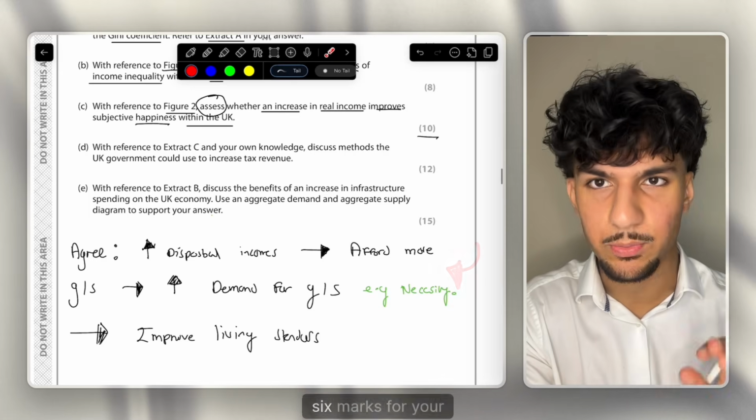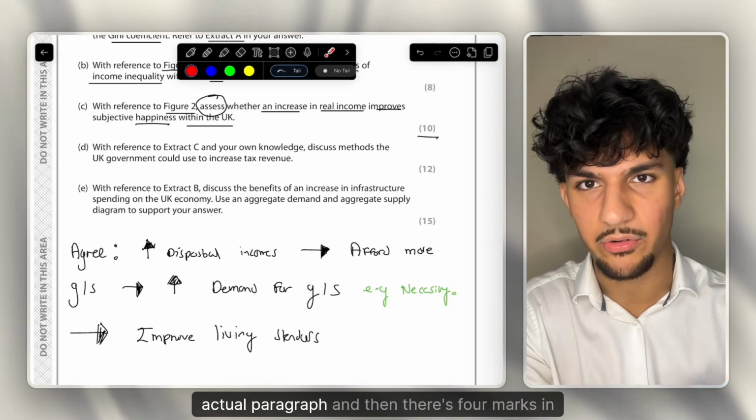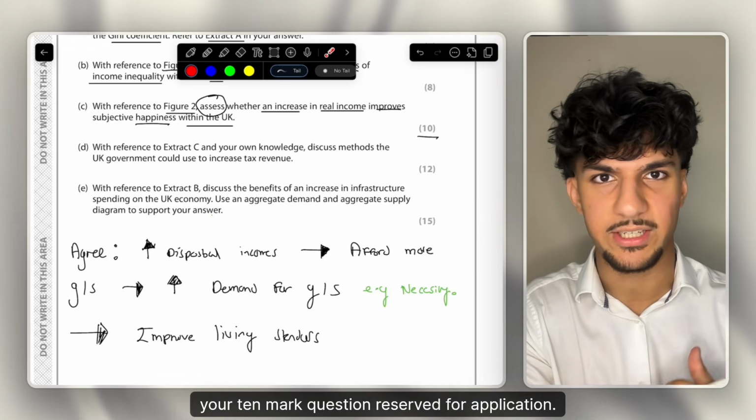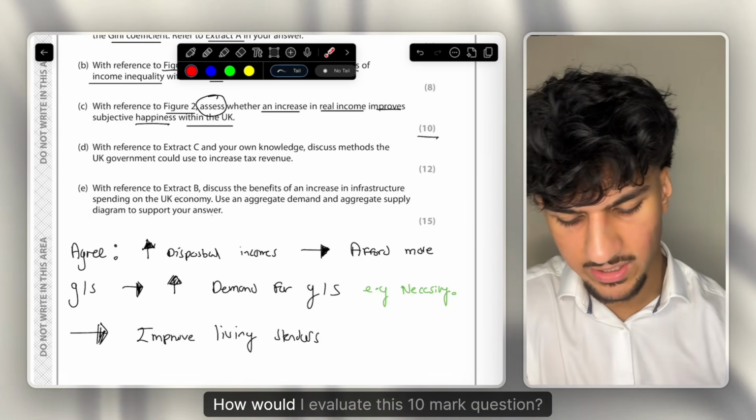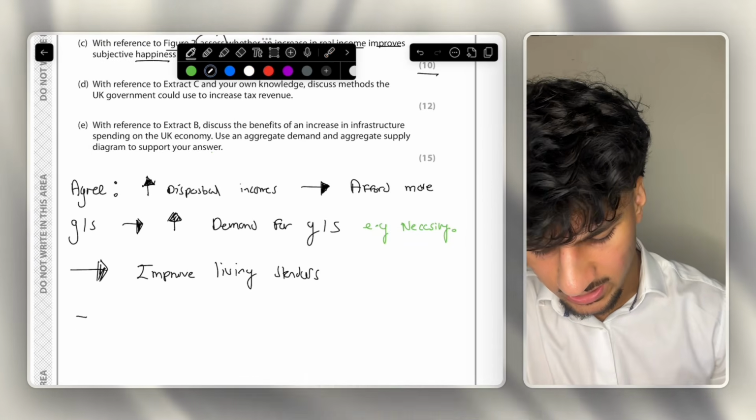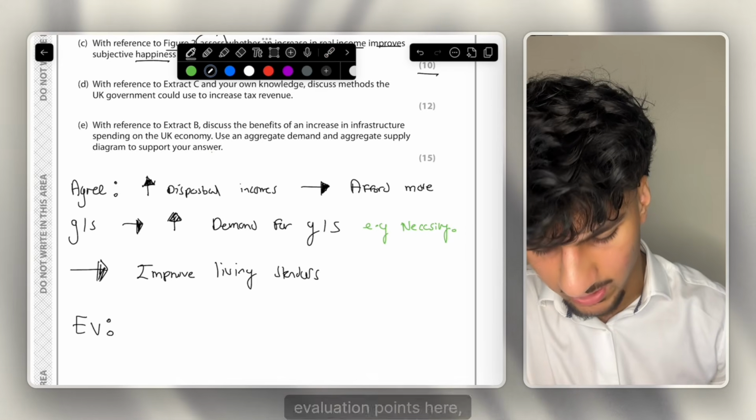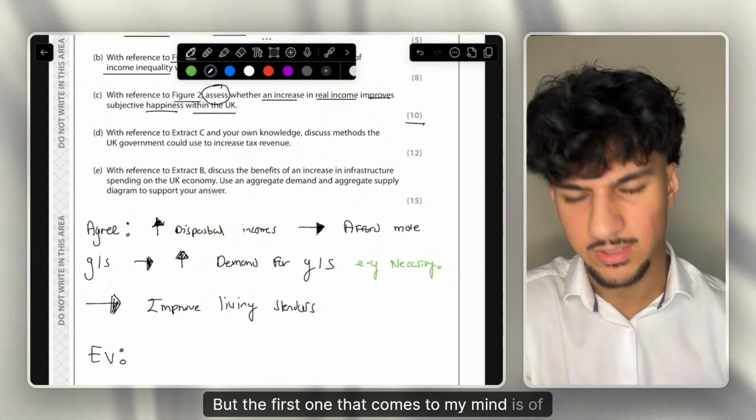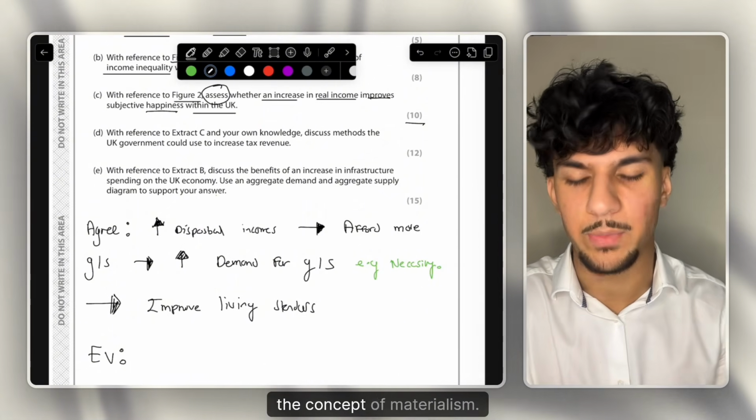Since remember, 6 marks for your actual paragraph, and then there's 4 marks in your 10 mark question reserved for application. And now moving on to evaluation, how would I evaluate this 10 mark question? Now of course I think that there are quite a few easy evaluation points here, but I am also going to try use figure 2. But the first one that comes to my mind is of course the concept of materialism.